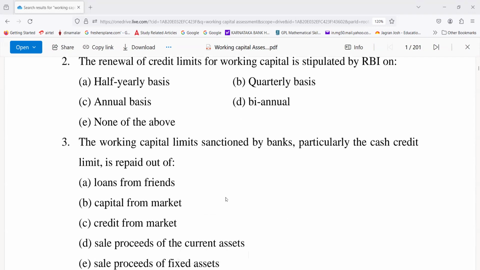Number 3, the working capital limit sanctioned by banks, particularly the cash credit limit, is repaid out of what? The answer is the sale proceeds from current assets. See, for example, some goods are kept under open cash credit. The goods will be available in the shop only. They will be hypothecated to the bank. And the shopkeeper, when he sells them, will repay the money to the bank.